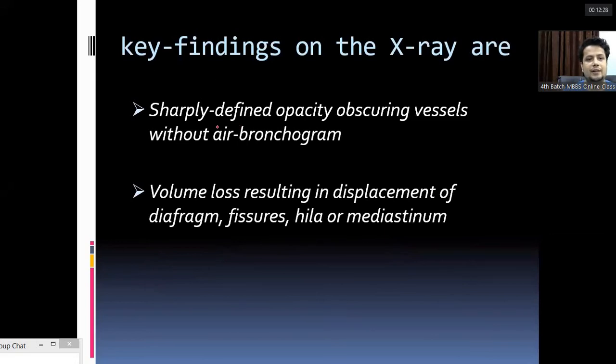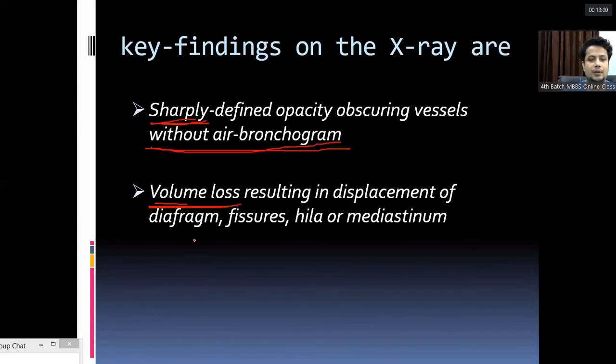So key findings are sharply defined opacities, while we remember that consolidations are ill-defined and inhomogeneous. Collapse is usually a sharp opacity obscuring vessels without air. Consolidation has air bronchogram. Collapse has no air bronchogram. And features of volume loss will be present. Always you should look for features of volume loss. Features of volume loss differentiate consolidation from collapse.